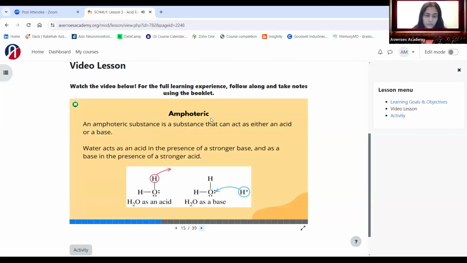You also have amphoteric substances, and those are substances that can act as either an acid or a base. So water acts as an acid in the presence of a stronger base, but it can also act as a base if it's in the presence of a stronger acid, right? It can become OH minus, or it can become H3O plus. So it is amphoteric, it can be an acid or a base.